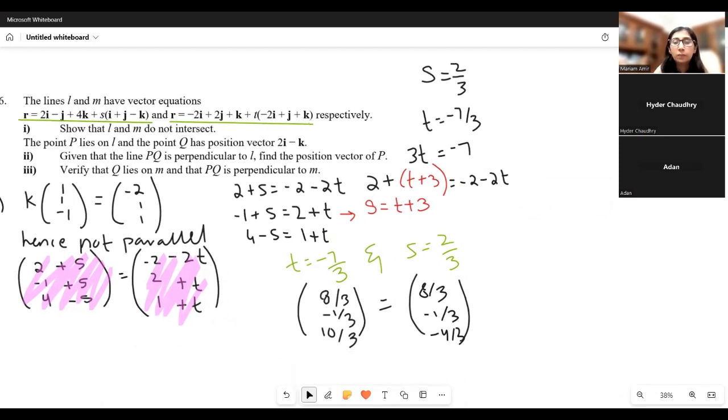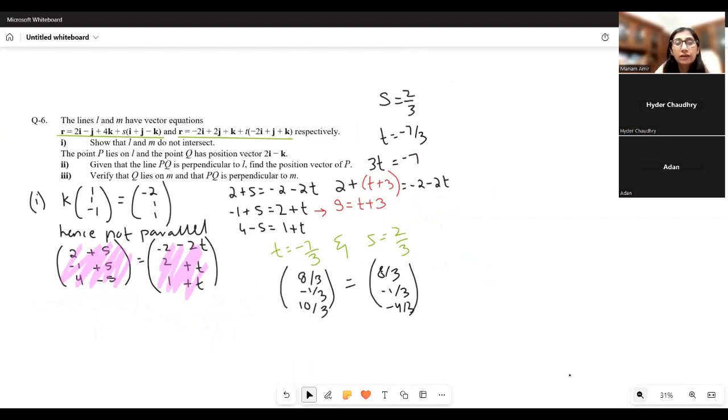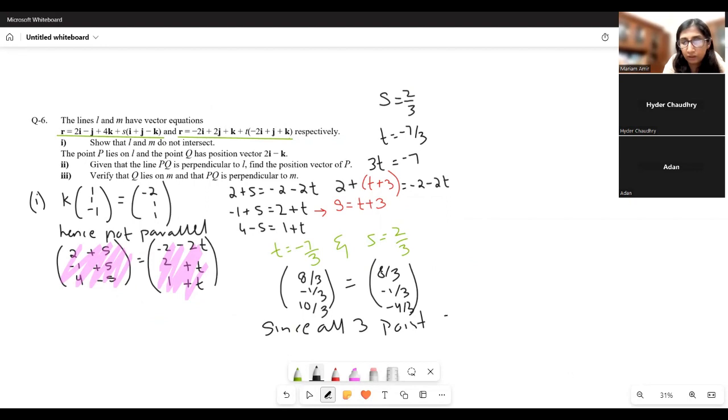Since all 3 equations, or all 3 points, are not satisfied, or are not equal, hence the lines do not intersect.